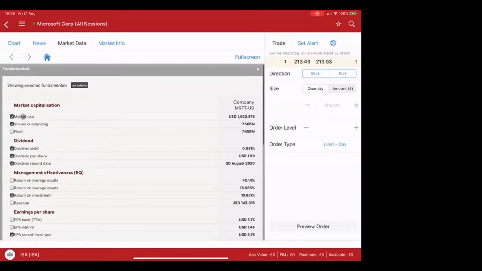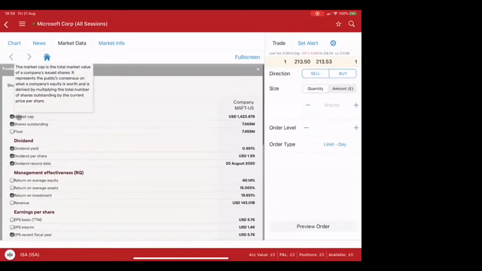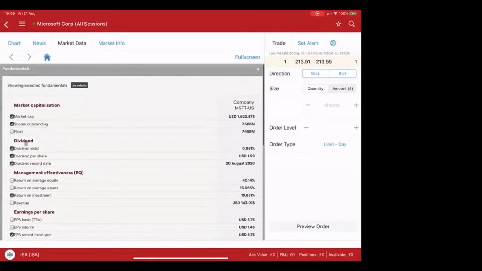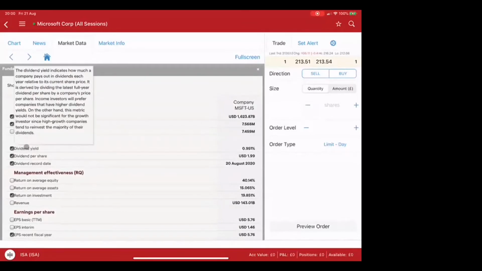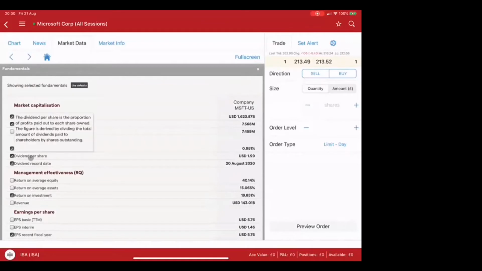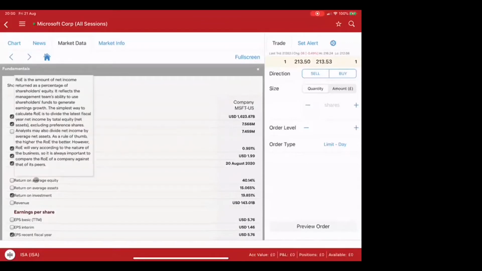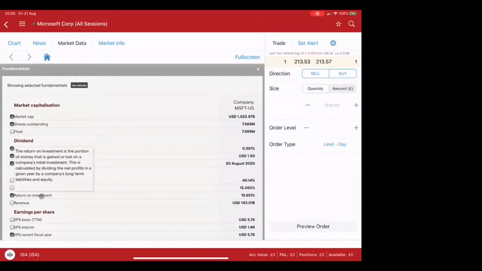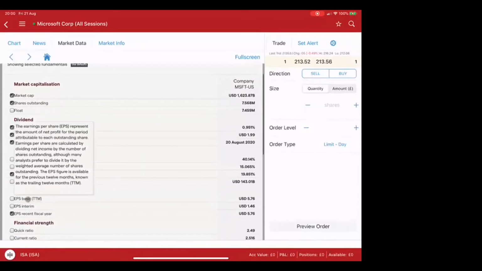To see a bit more, I click on that, and then you hover your mouse. If I hover my mouse a little bit on it, it gives me a description of what dividend yield means, what dividend per share means. I know what the return on average equity means. I can see what the return on investment means as well. So you can read up the definition just by hovering your mouse on it. You can see the line comes up. It tells me what it means.